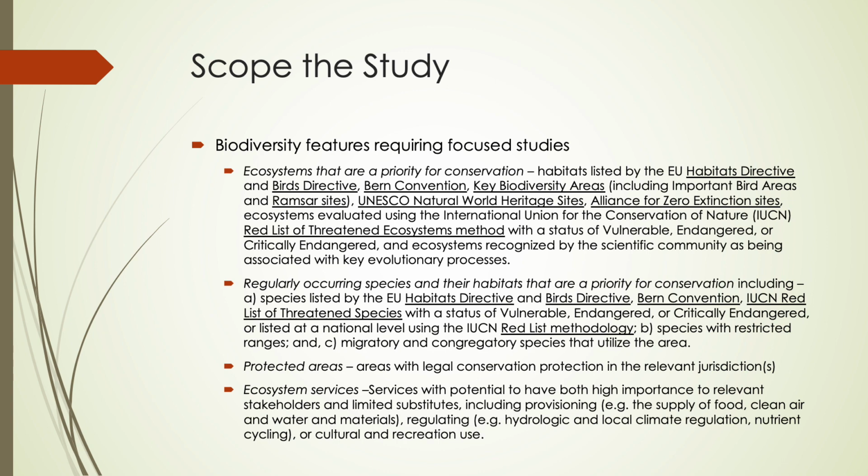The types of features that should be identified for potential focused study include ecosystems that are priority for conservation, regularly occurring species and their habitats that are a priority for conservation, protected areas, and priority ecosystem services. The definitions and further details for each are included in the PR6 guidance note. We'll discuss a few of them in the examples that follow.